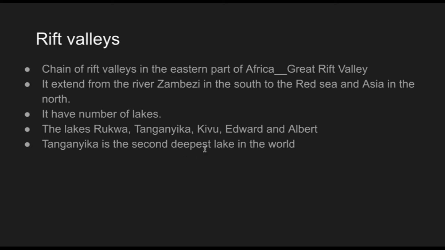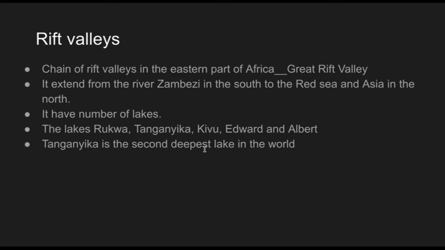So the chain of rift valleys in the eastern part of Africa is together known as the Great Rift Valley, and it extends from the river Zambezi in the south to the Red Sea and Asia in the north. These rift valleys have a number of lakes. Important lakes are Rukwa, Tanganyika, Kivu, Edward, etc. The second deepest lake, in Africa, is Tanganyika. Clear this much? Okay. Lake Victoria and Chad are not in rift valleys. Those lakes are in Africa, but not in rift valleys.